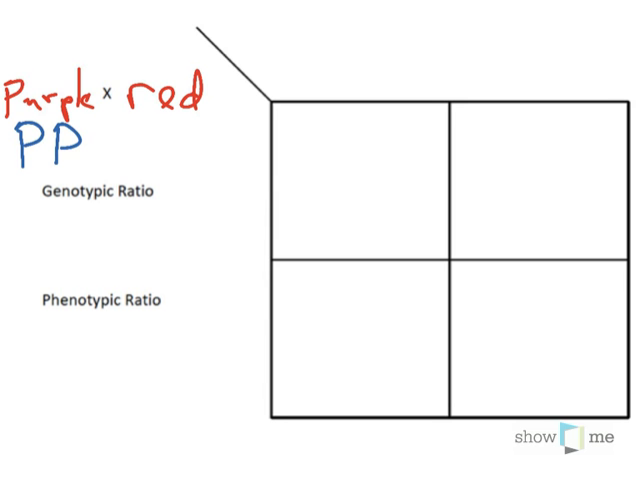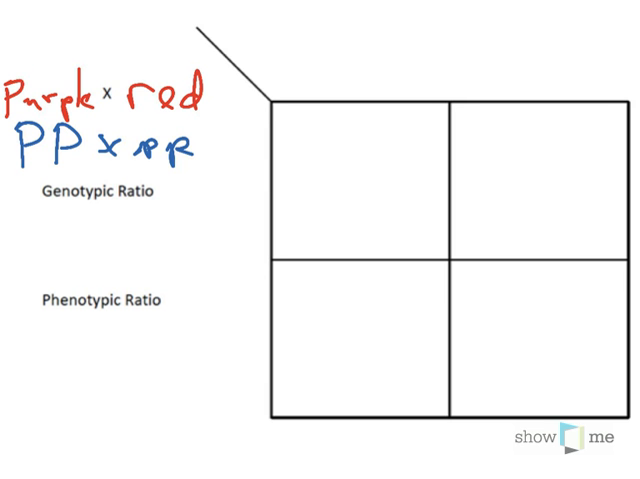Now, we're going to cross him with the red one. Red, let's say, is recessive. We're going to say it's little p, little p. So in this case, when I go to cross these individuals, the first thing I actually have to figure out is what kinds of gametes they are going to produce.